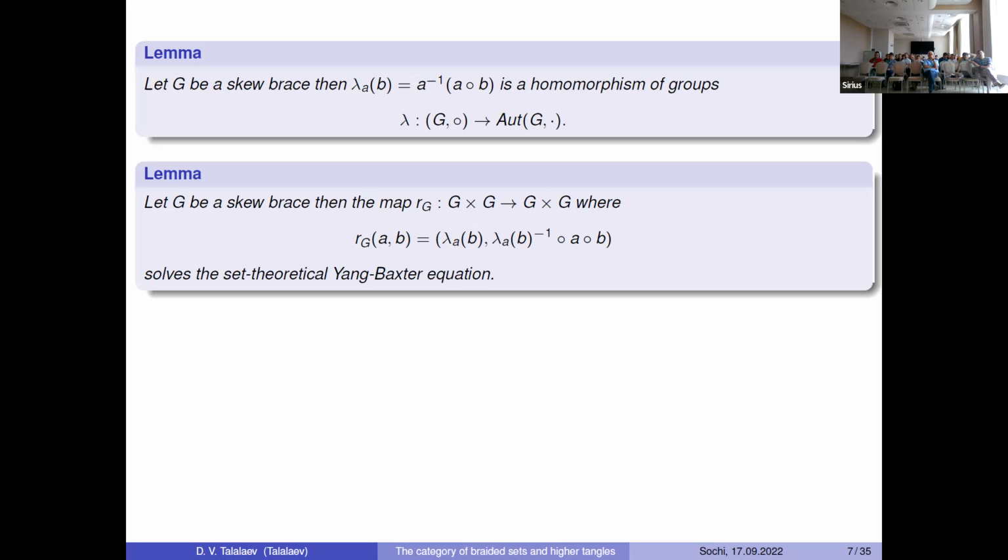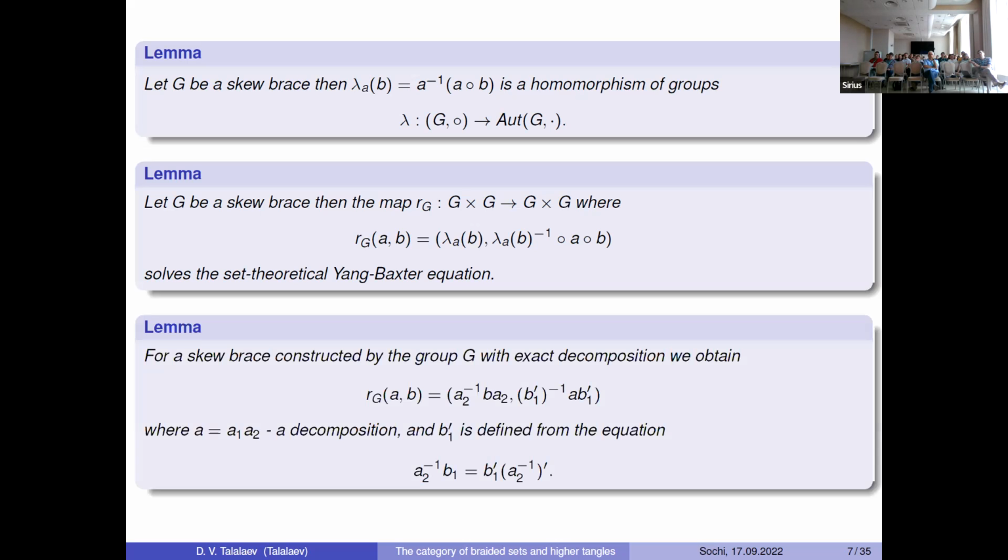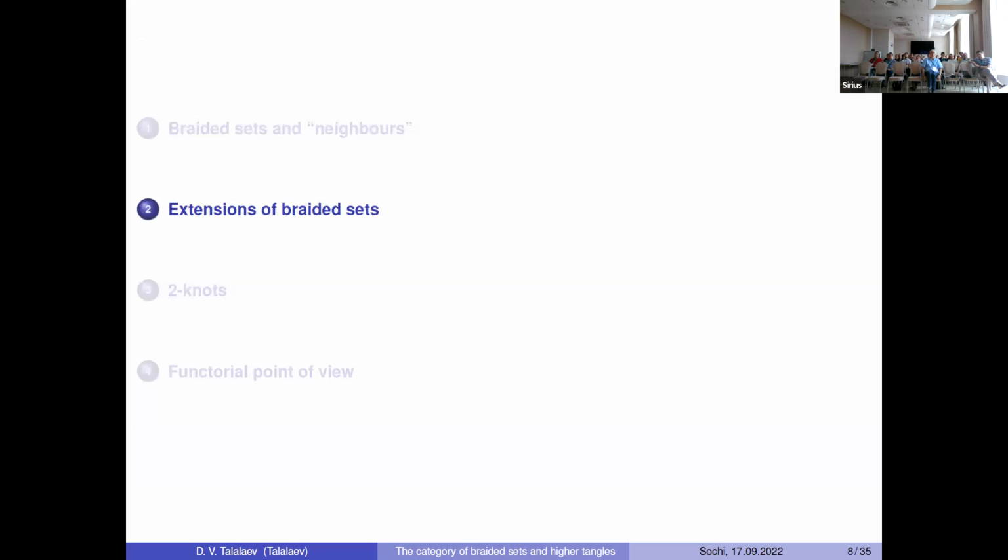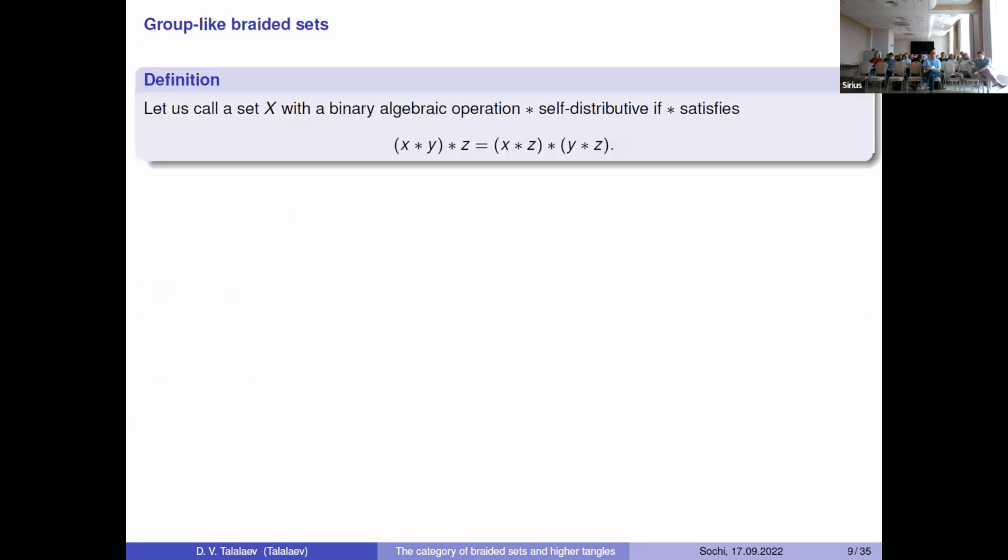So it's how these structures are related: the structure of the skew brace and the structure of the Yang-Baxter set or the braided set. Here I just present you an example of such a structure for the group of exact decomposition. Okay, so I defined the object and morphism of my category of braided sets, and there are some examples of the extension of such objects. And the first one is produced by the relation of groups and braided sets.